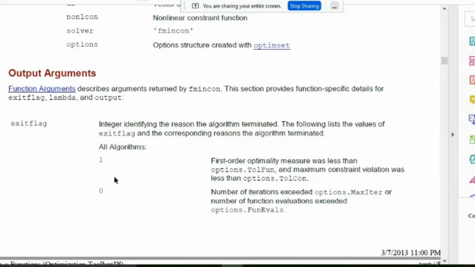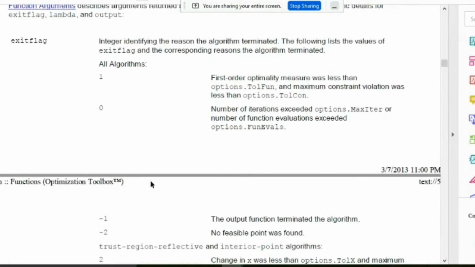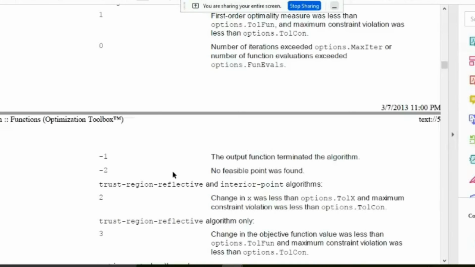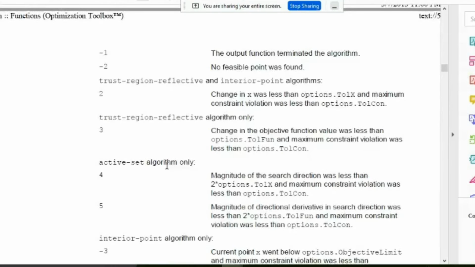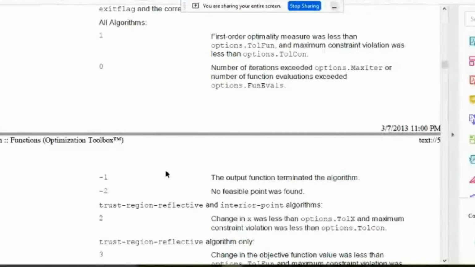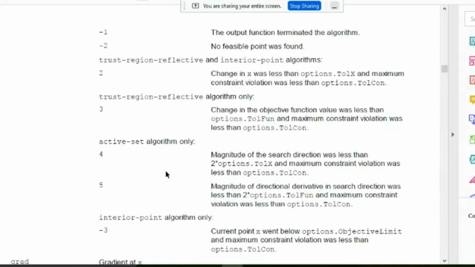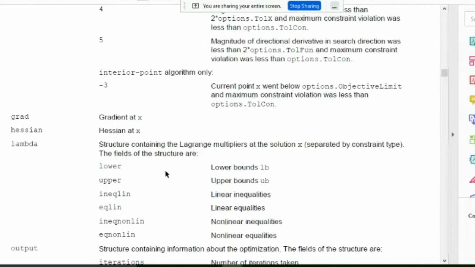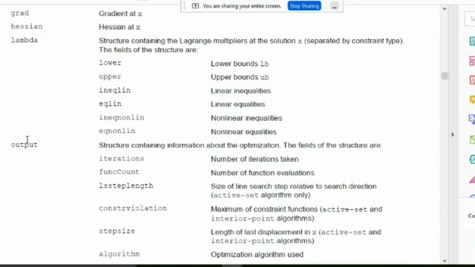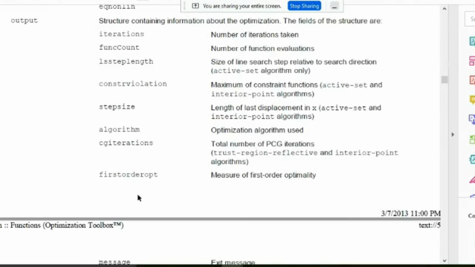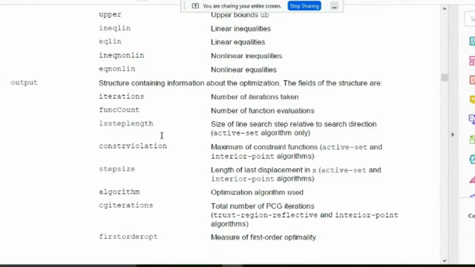So the only thing is, if it is 1, then that is the only executable solution. Other than 1, all other values indicate that the solution is not executed due to some error in one way or another. Then the gradient, the first order derivative values. Then the Hessian, the second order partial derivative values. Then the Lagrangian multiplier values. Then again the output function. These are all the various information we can generally find from the output argument called output, right?